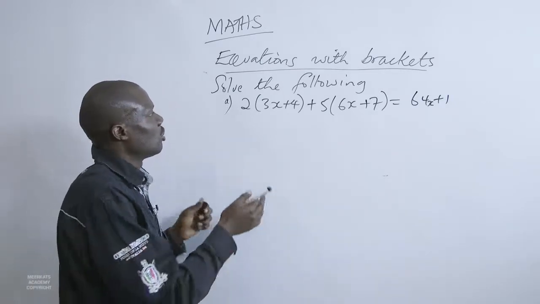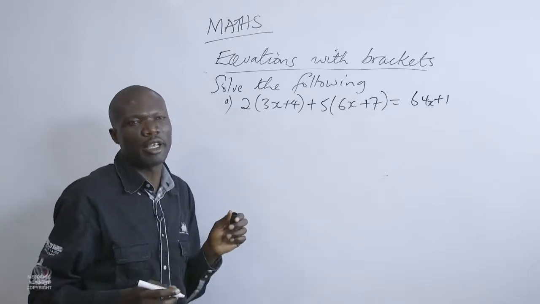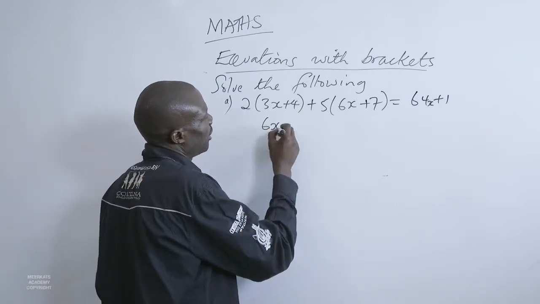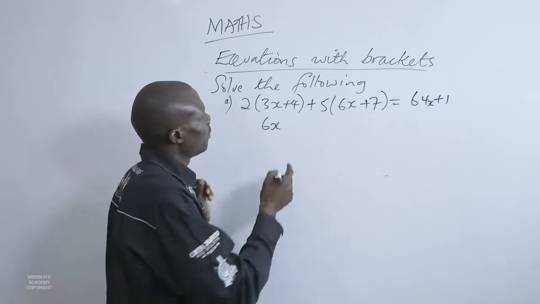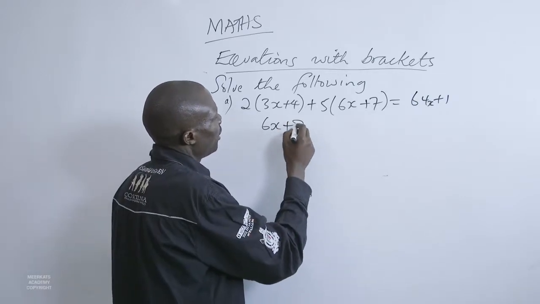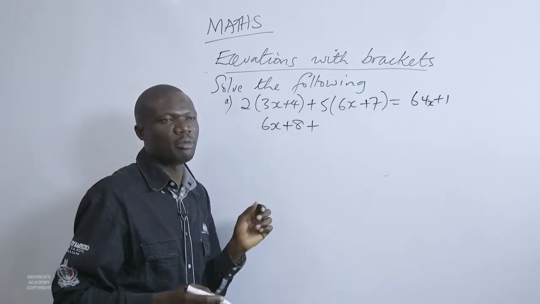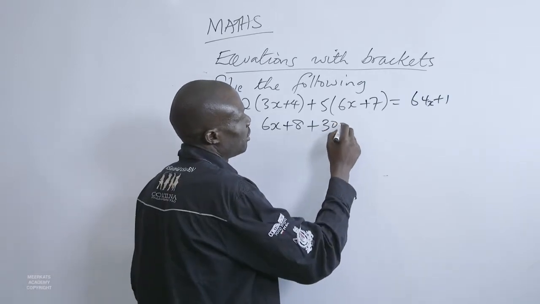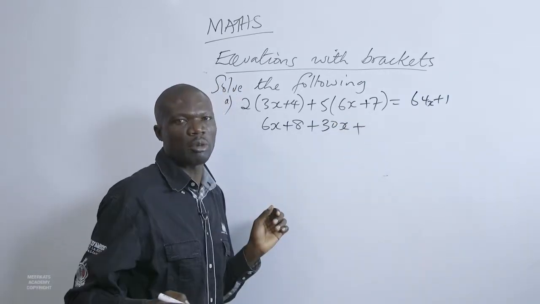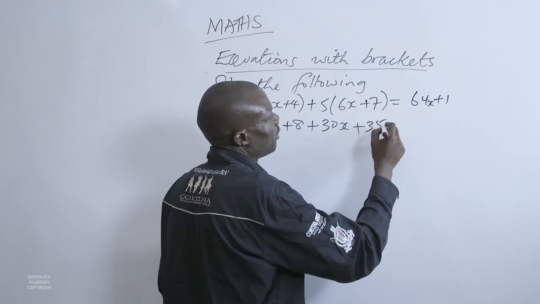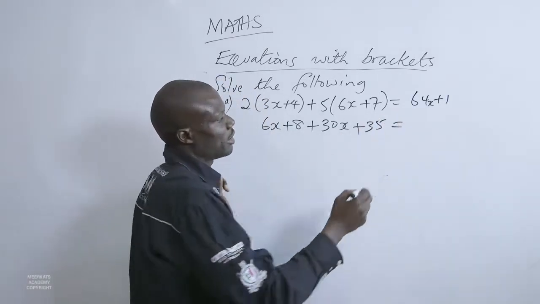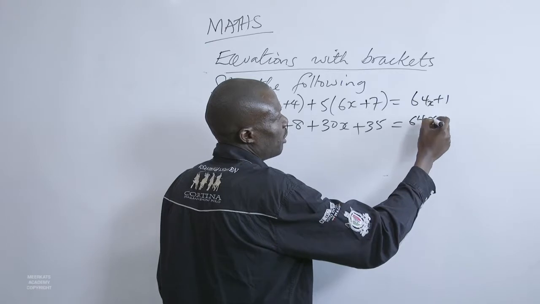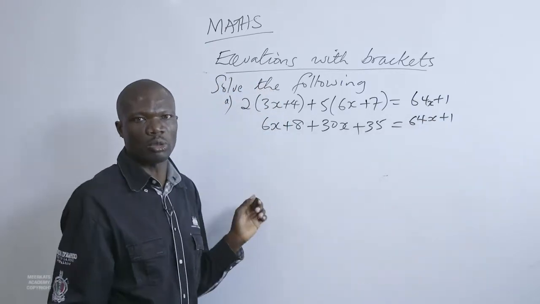Collect. So this question, 2 times 3x will give us 6x. 2 times 4 is plus 8. Then plus 5 times 6x, that is 30x. 5 multiplied by 7, that is 35, is equal to, we don't have a bracket on the other side, so we have 64x plus 1.